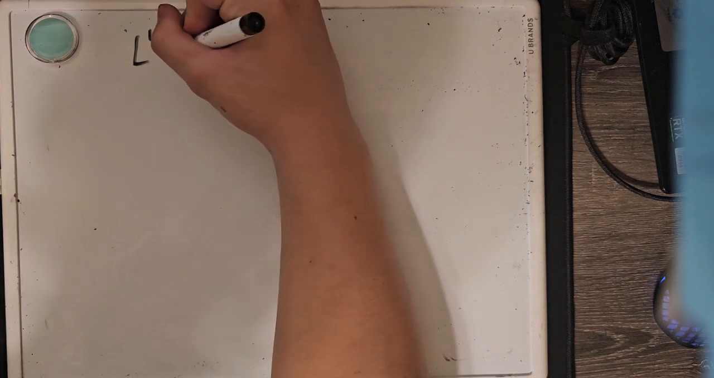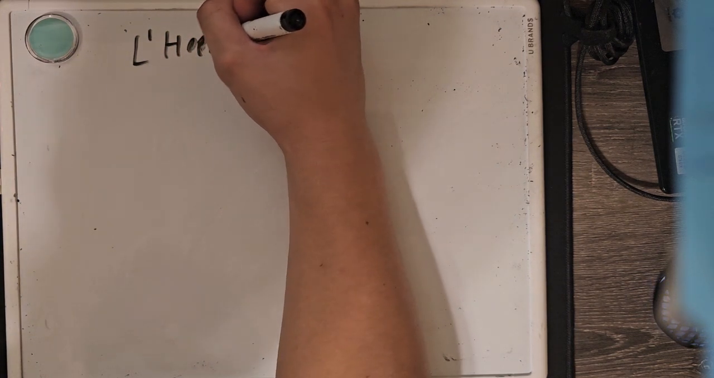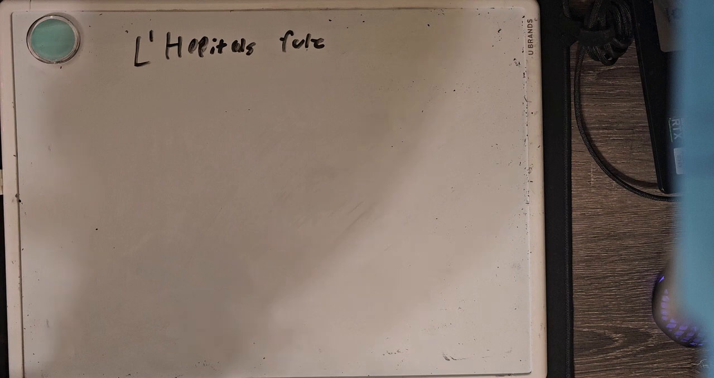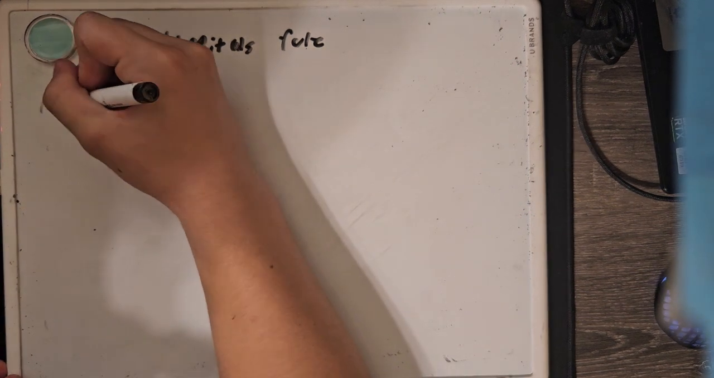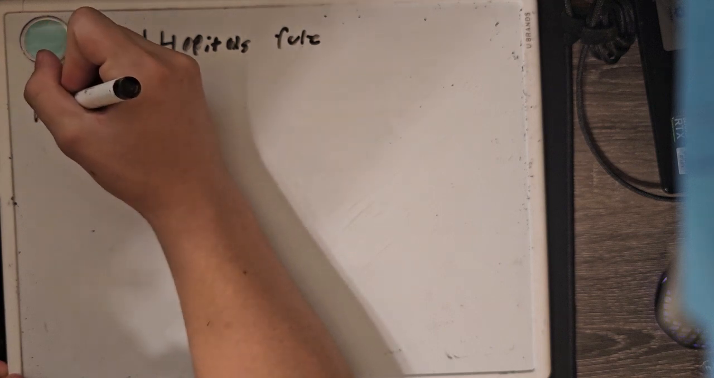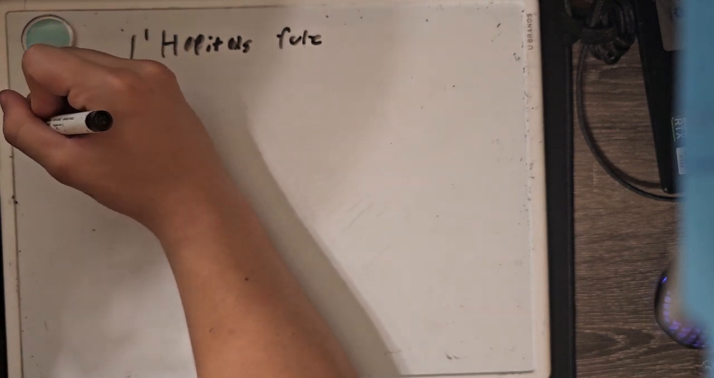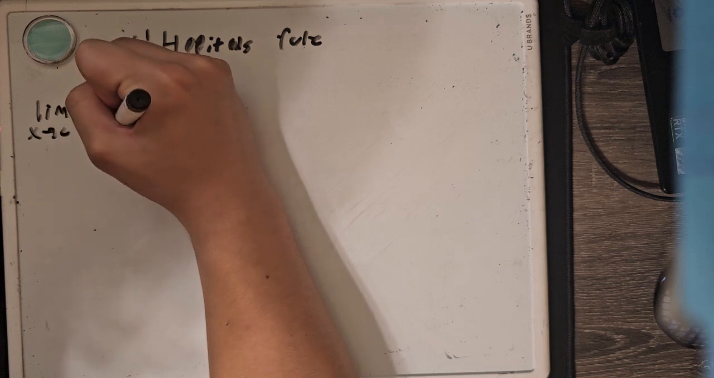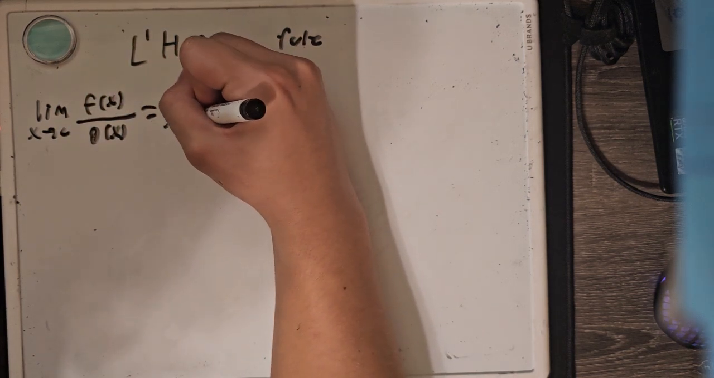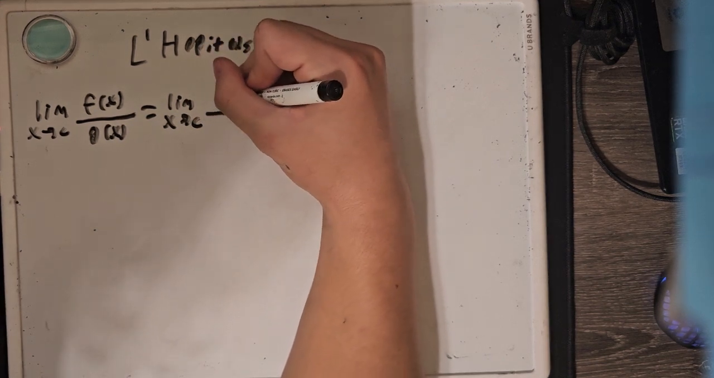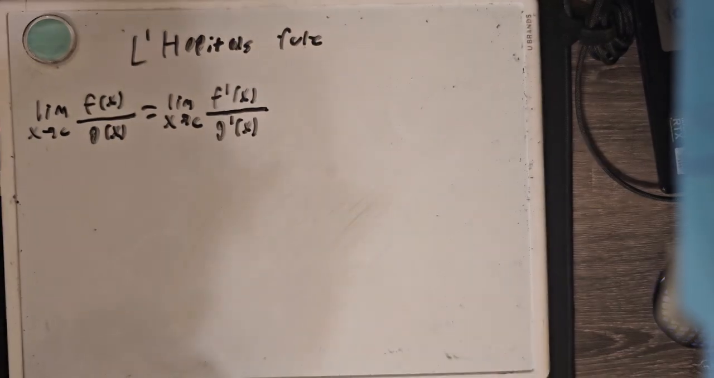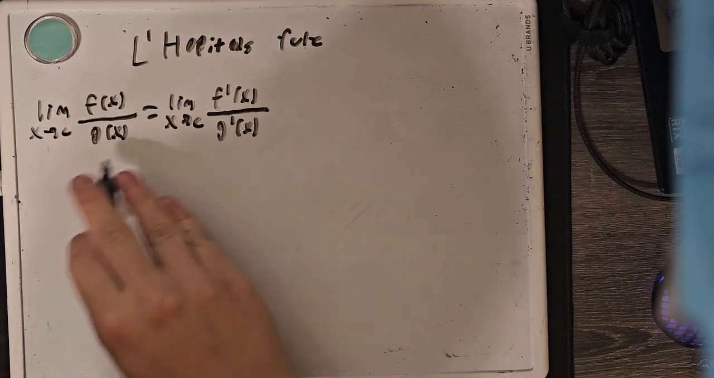Now, for this one, we have L'Hospital's rule. L'Hospital's rule states that the limit, my marker's run dry, of a certain function, so as x approaches c, of f of x over g of x, is equal to the limit as x approaches c of f prime of x over g prime of x. So we can take the derivative of both functions, and these limits will be the same.